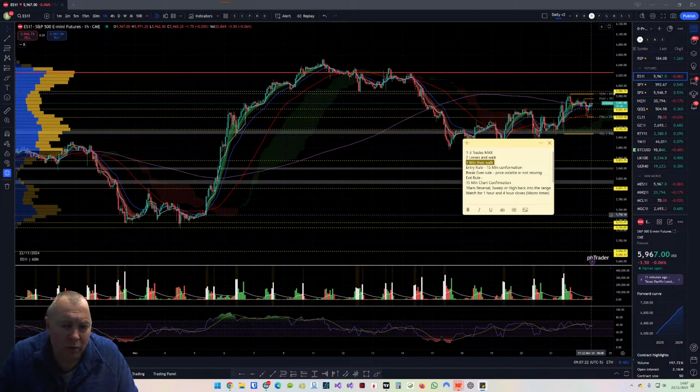If I win one, then I walk, which I generally do. I'm trying to use the 15-minute for confirmation or for entry, and then I want to break even. So if the price is not going right, there's no follow through, or it's not moving, or it's too volatile, then I want to get out at break even.